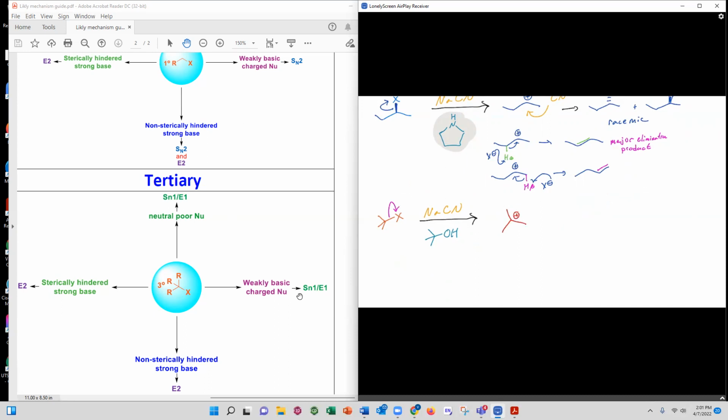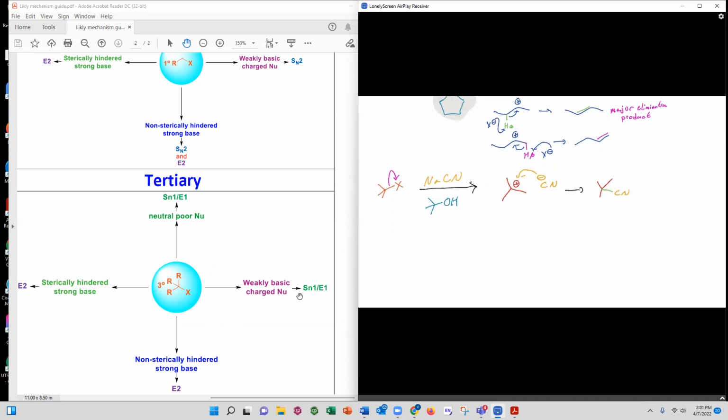I'm going to do substitution first. So my cyano group can come in. I'm going to form, again, you just learned a new functional group, this nitrile, with my new bond being between the center carbon and the cyano group.